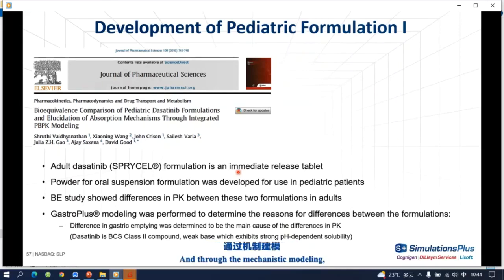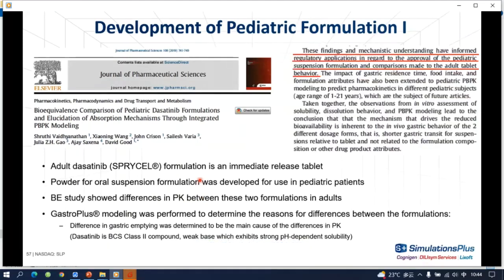And through the mechanistic modeling, they found that it wasn't actually the formulation that was different, but it was only the gastric emptying, where the suspension formulation, of course, is going to be emptying from the stomach at a different rate than a tablet. And that was what created the difference in the BE or in the PK when they did the study with those two formulations.